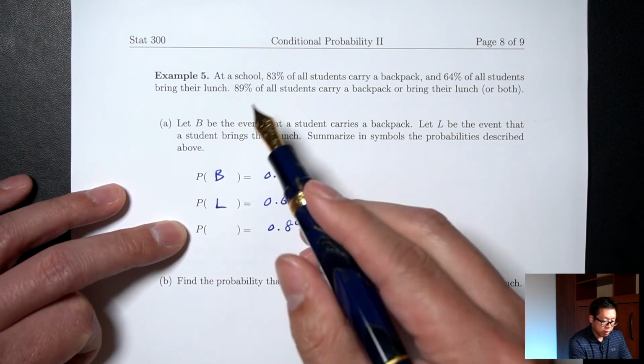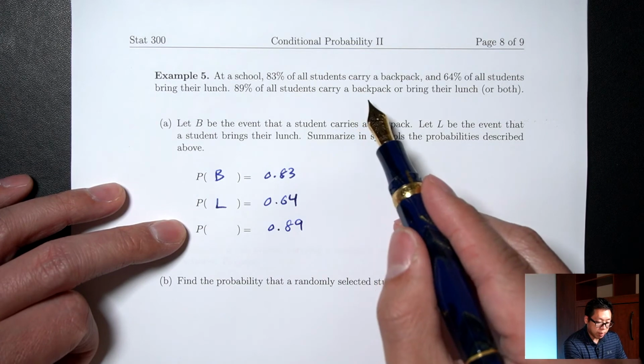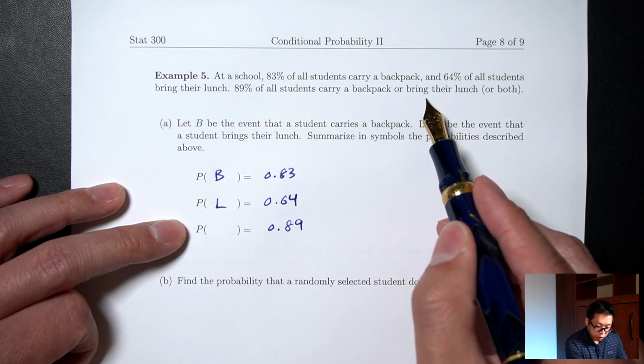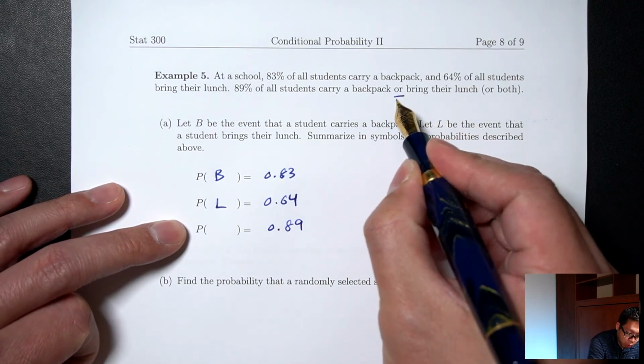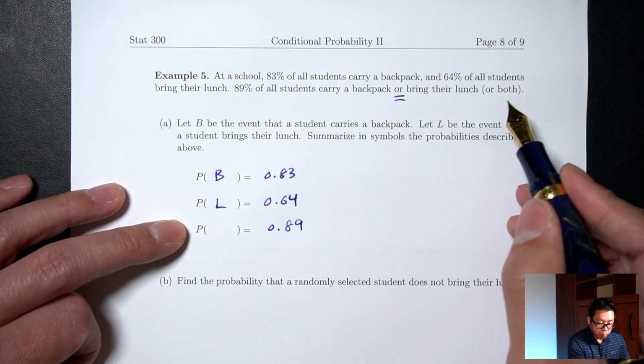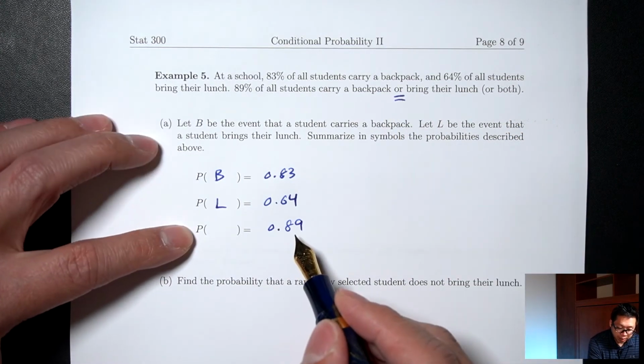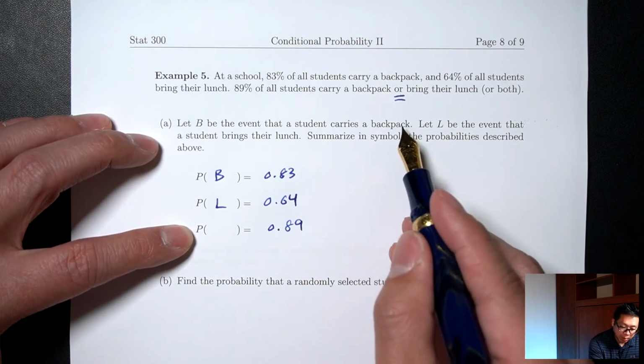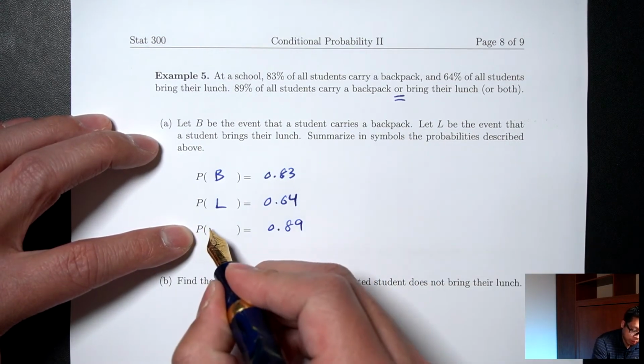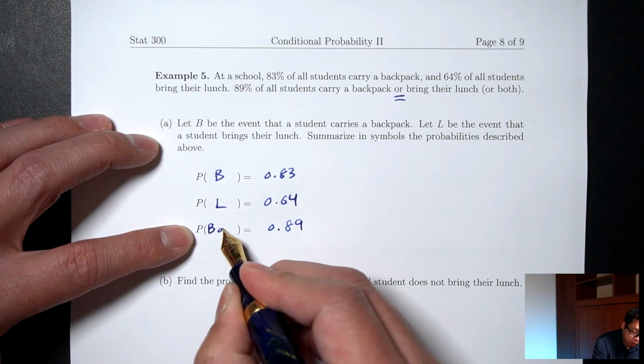And what is that? So 89% of all students carry a backpack or bring their lunch or both. Okay, so keyword is or. So or both is actually included in an or. So 0.89 is the probability of backpack or lunch. So B or L.